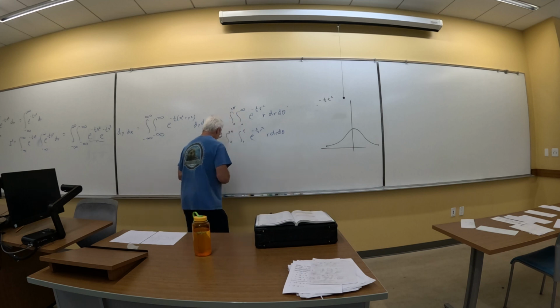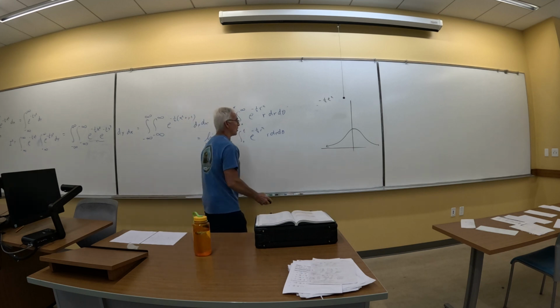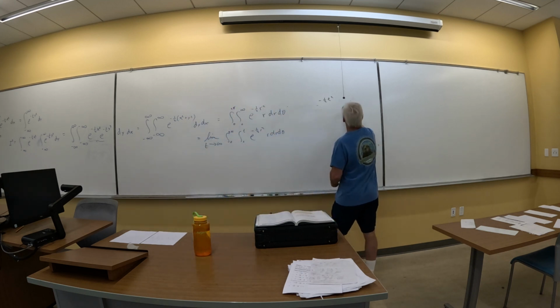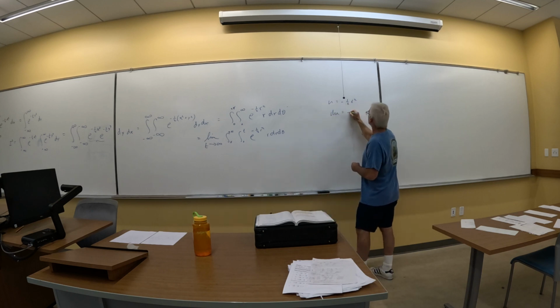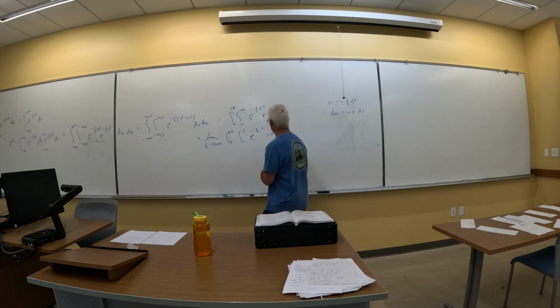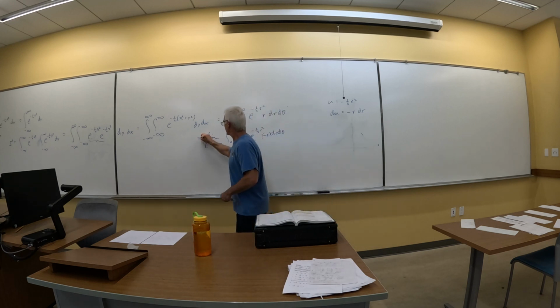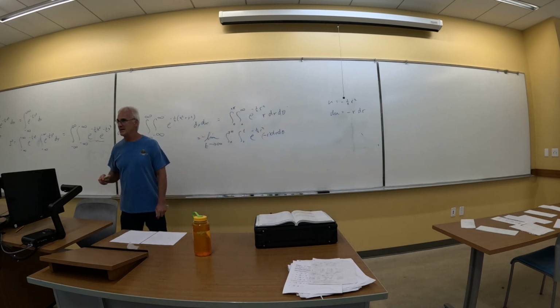Now, if my u is negative 1/2 r squared, then what's my du? Let me write it off to the side. If u is negative 1/2 r squared, then the du would be what? Negative r. Oh my goodness. So you mean all I gotta do is that to make it work?